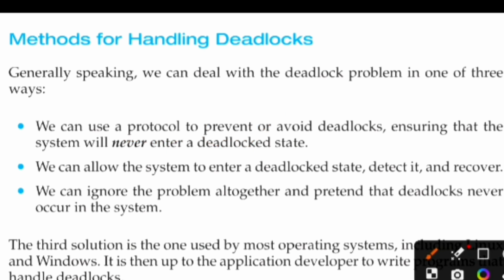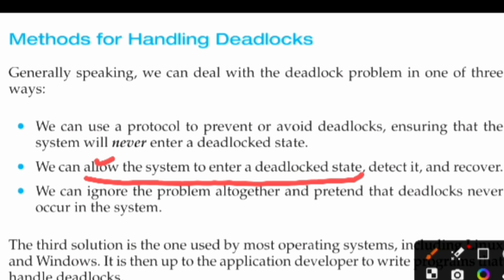So, what we are going to do here is we are going to use some protocols to prevent or avoid deadlock. If we can prevent it in the beginning itself, we don't want to deal with it in the future. The second way is we can allow the system to enter a deadlock state, detect the deadlock and recover it. Unlike the first method, in the second method we are allowing the system to enter a deadlock state.